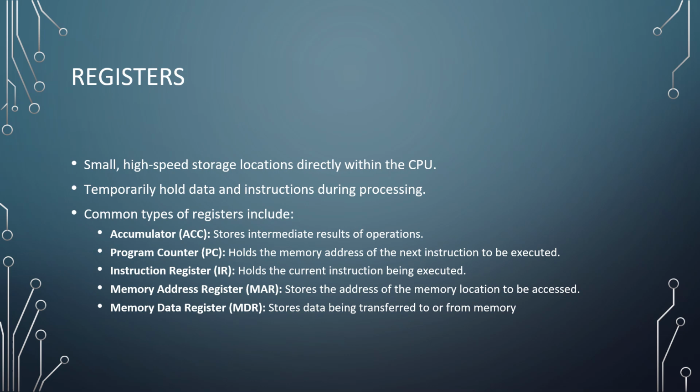The third component is the registers, small high-speed storage locations directly within the CPU. These registers temporarily hold data and instructions during processing. Common types of registers include the accumulator, also known as the ACC, which stores intermediate results of operations. We have the program counter, the PC, which holds the memory address of the next instruction to be executed. Then we have the instruction register, the IR, which holds the current instruction being executed. The memory address register, MAR, stores the address of the memory location to be accessed. The memory data register, the MDR, stores the data being transferred to or from the memory.